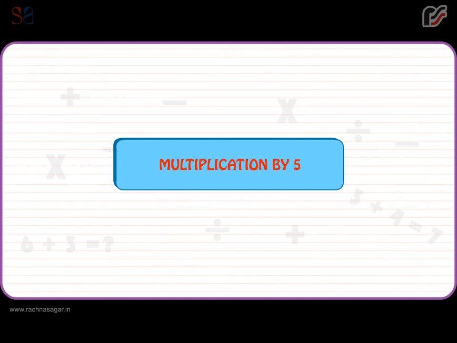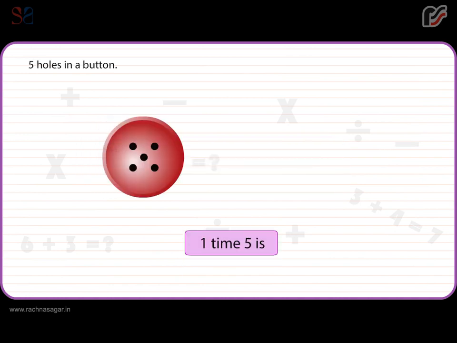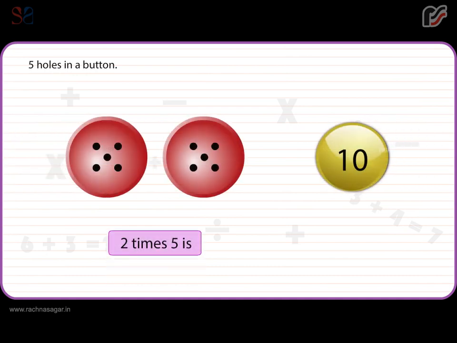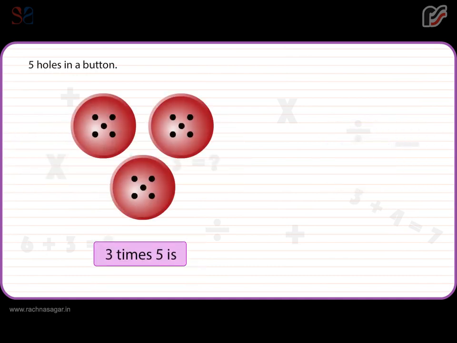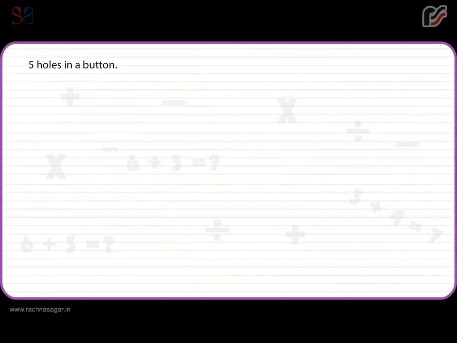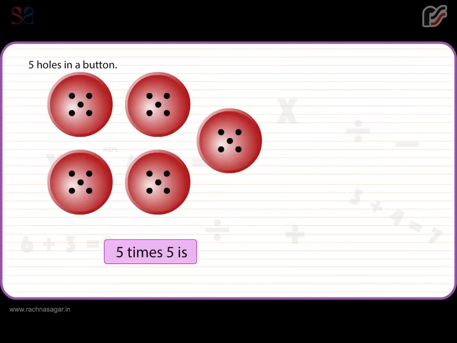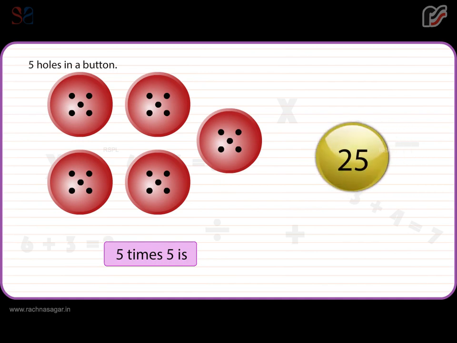Multiplication by 5. 1 times 5 is 5. 2 times 5 is 10. 3 times 5 is 15. 4 times 5 is 20. 5 times 5 is 25.